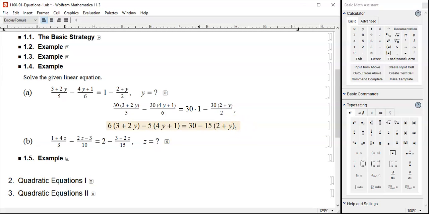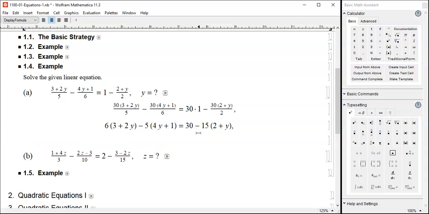Oh, by the way, let's align the equalities. So let's remove the parentheses. Distributing 6 away, 18 plus 12y. Does it look good after distributing 6? Good. Next, distribute negative 5 to the next one. Negative 5 times 4y, what is it? Negative 20y. And then what's next? Negative 5 times 1, what is it? Minus 5. Okay, it's not plus 1 or plus 5, it's minus 5.